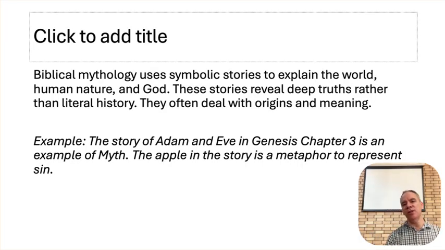And that second question, explaining myth with an example: the story of Adam and Eve in Genesis chapter 3 is an example of myth. The apple in the story is a metaphor which actually represents sin. So now pause your video, create that first flashcard.